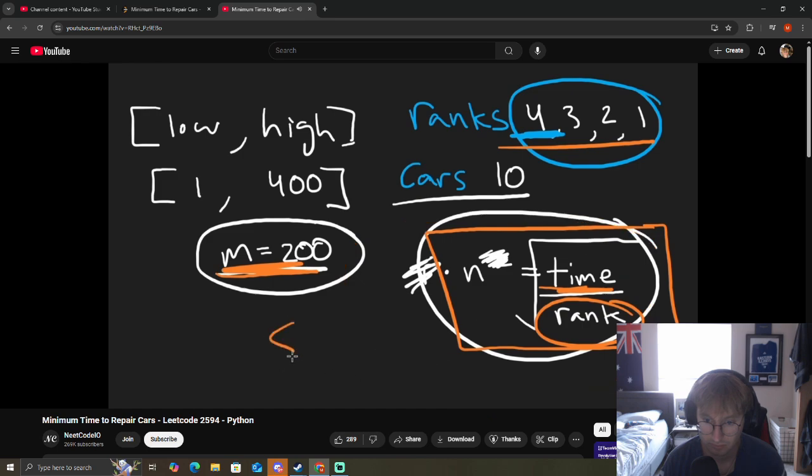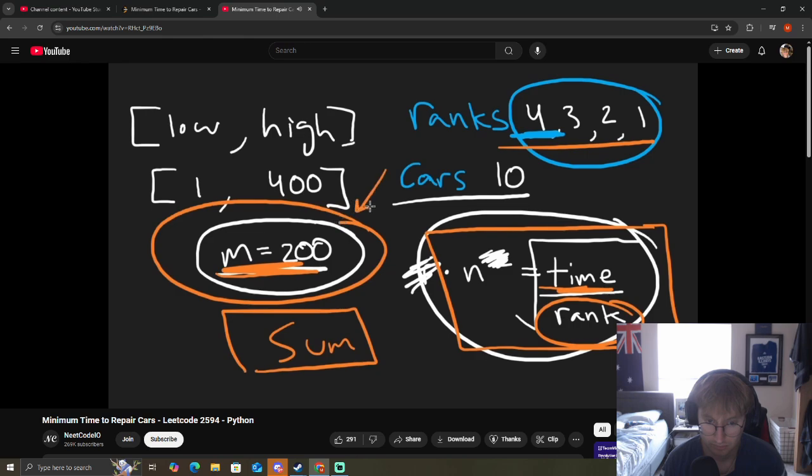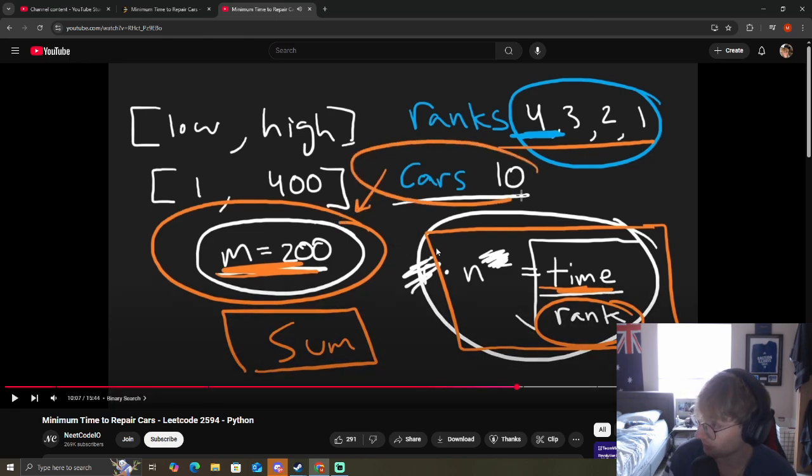And then we sum all of those up, and that sum will tell us how many cars we can do in 200 minutes if that sum is meeting. I would have never thought about this.